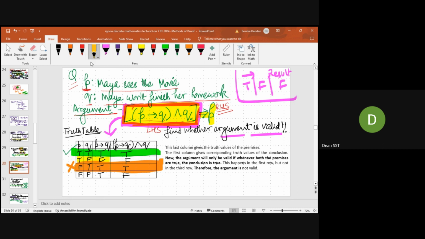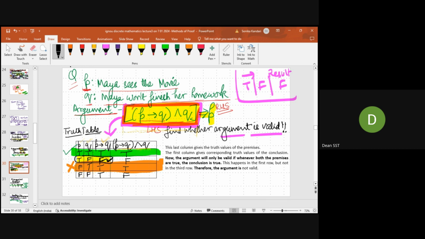Now we will create the truth table. First column is P, second column is Q. Third column is P implies Q. Then the fourth is the complete argument, that is P implies Q and Q. For Q, true, false, and for P, true, false. Now P implies Q is false for the combination true and false.